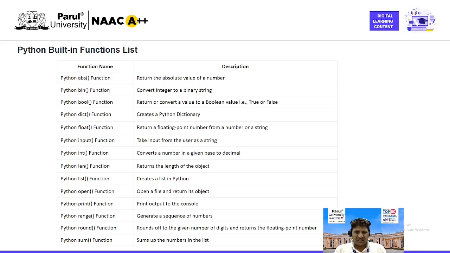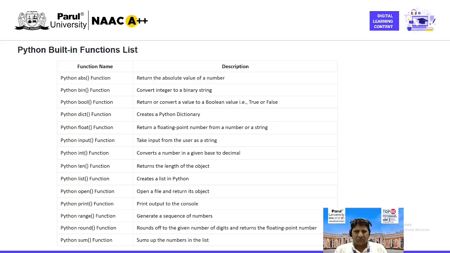Python float function returns a floating point number from a number or a string. Suppose you want to convert an integer number, without a decimal part, into a float, that is into real numbers. You can use the float function.